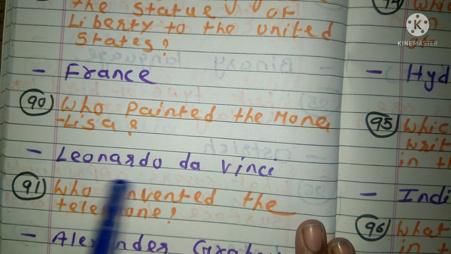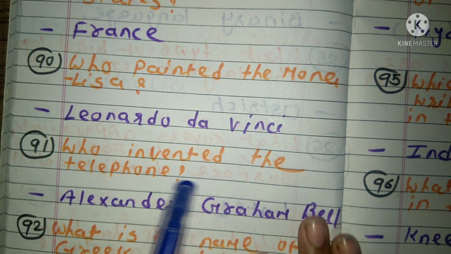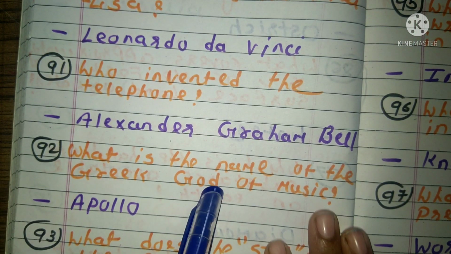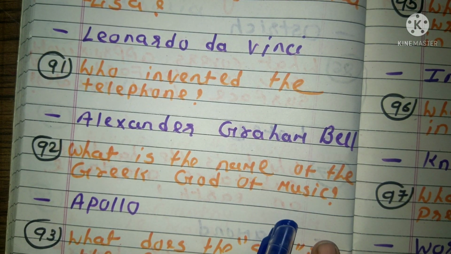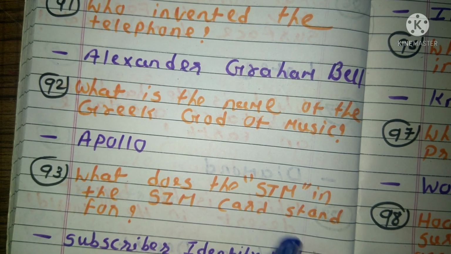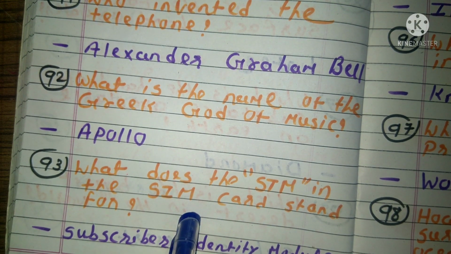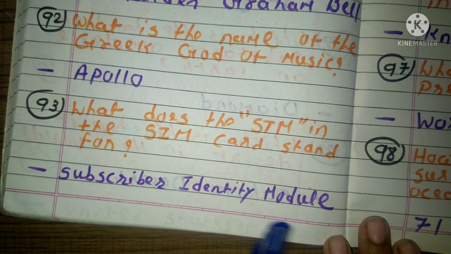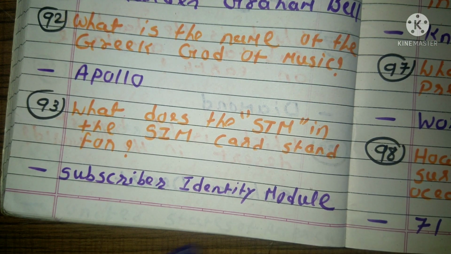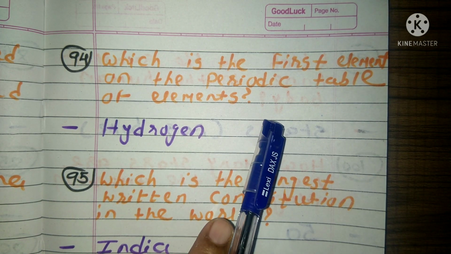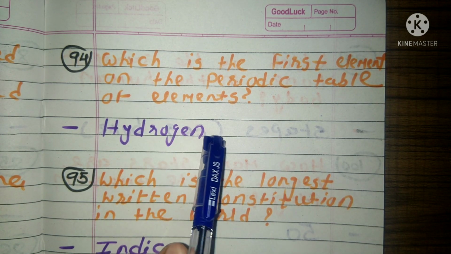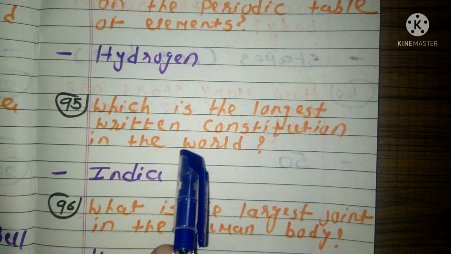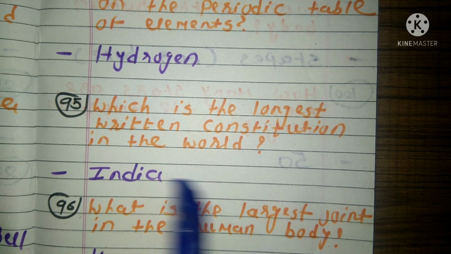Who painted the Mona Lisa? Leonardo da Vinci. Who invented the telephone? Alexander Graham Bell. What is the name of the Greek god of music? Apollo. What does the SIM in SIM card stand for? Subscriber Identity Module. Which is the first element on the periodic table of elements? Hydrogen.